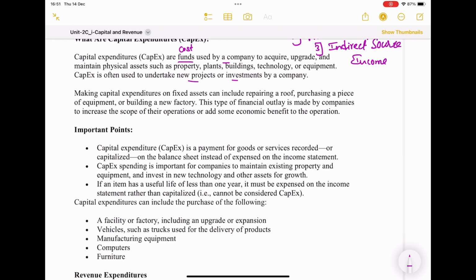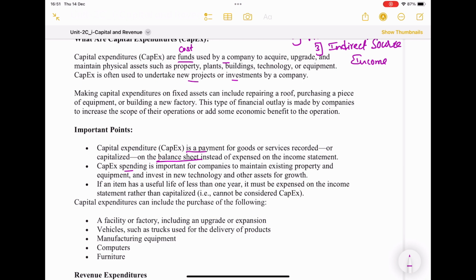The next important point to be remembered: capital expenditure is a payment for goods or services recorded or capitalized on the balance sheet instead of expensed on the income statement. Obviously, most of the capital expenditures are in assets. So we are going to show those expenses in the balance sheet only, not in the P&L account or in any income related statement.